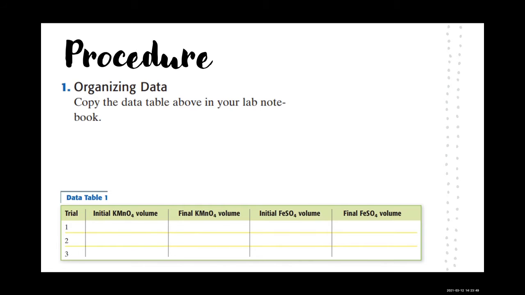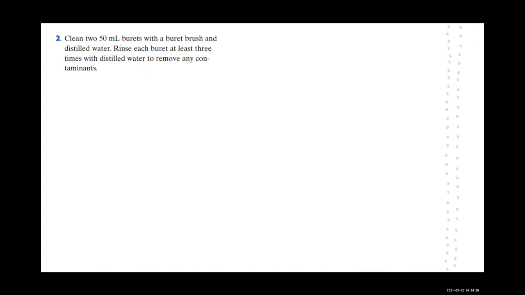Procedure: copy the data table into your notebook. Clean 2 50 milliliter burettes with a burette brush and distilled water. Rinse each burette at least 3 times with distilled water to remove any contaminants.